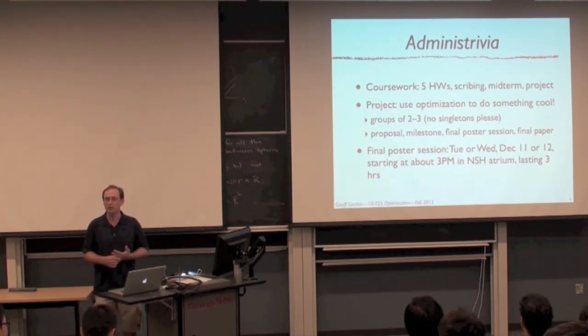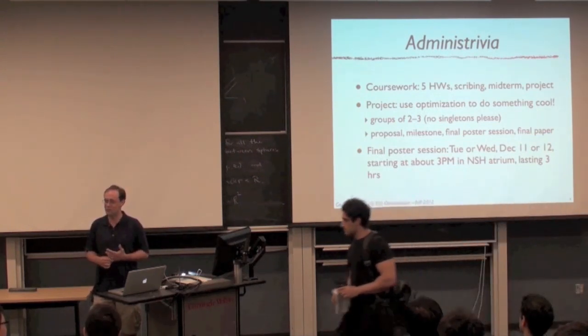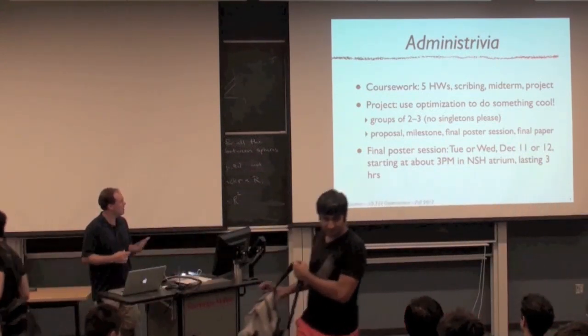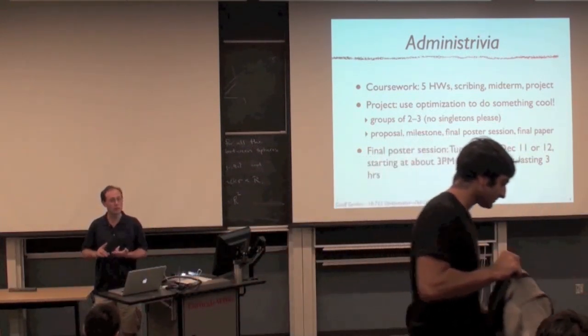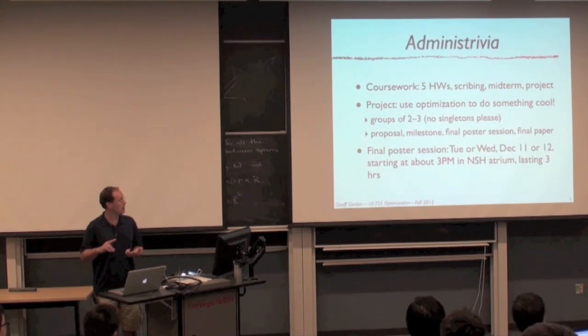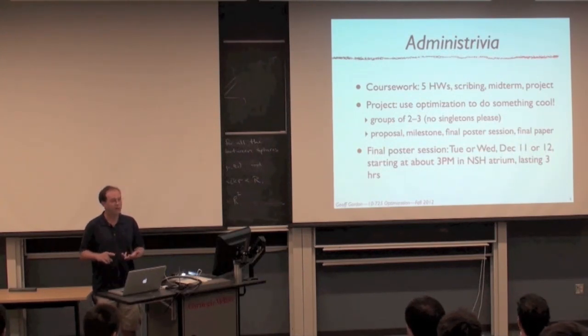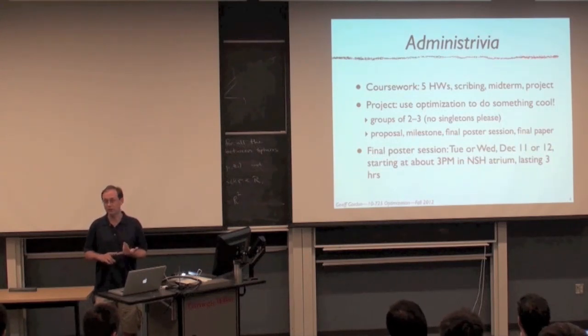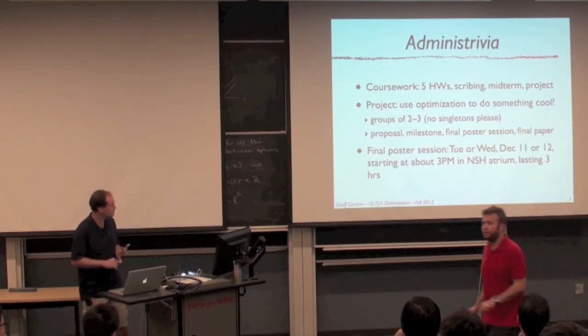Everybody should get together into groups of 2 to 3. Because of the size of the class, we're going to ask that you don't do singletons because it will take forever at the poster session if we have to go through 110 different posters. In the project, we're going to ask you to do a project proposal, a milestone where you tell us what you've done halfway through the project. There'll be a final poster session, and then a final paper describing the project.